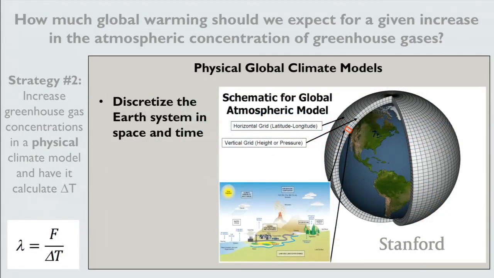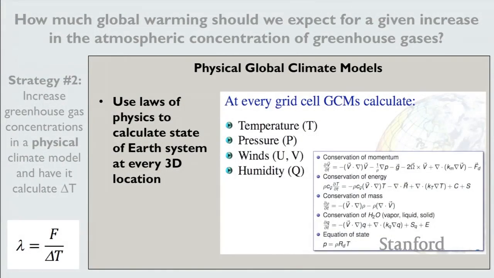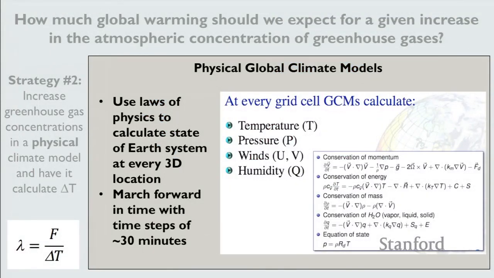The way these models work is they are modeling physically the entire Earth system. The Earth system gets discretized into horizontal and vertical grids, and the laws of physics are used to calculate the state of the climate system over time. Some prominent examples: you're calculating the wind speed at every grid point in three dimensions based on conservation of momentum. You're calculating the temperature based on conservation of energy. You're calculating mass, so density here, based on conservation of mass. You're calculating water at any given location, and you conserve water with the flow. All these things are calculated at each time step, and the time steps are about 30 minutes. These equations get discretized, and then you just march forward in time.